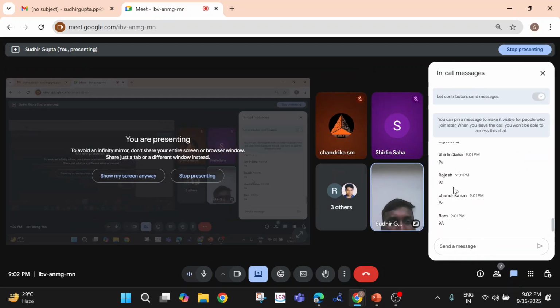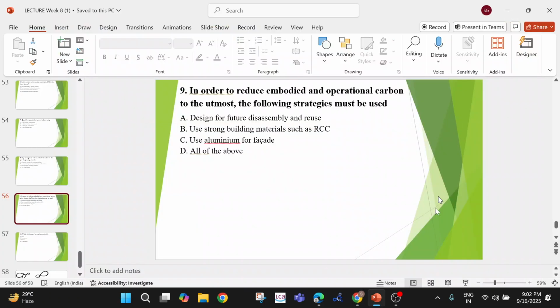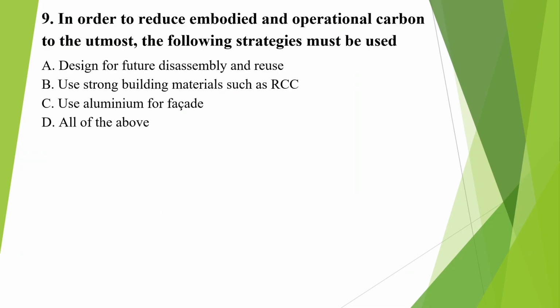Yeah. So as I can see, all of you have opted for option A. That is design for future disassembly and reuse. This is the correct answer. All of you have marked it correctly. That will help you with reusing or recycling and minimizing both embodied and future operational carbon. Fine. So let's move to the last question of today's problem solving session.